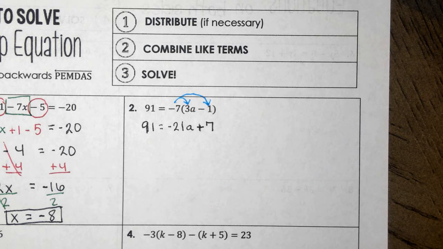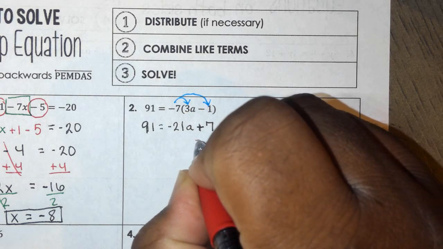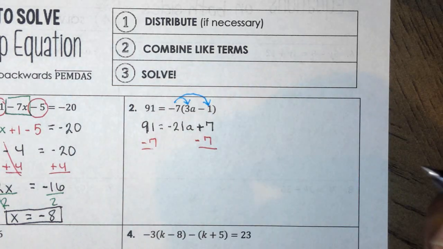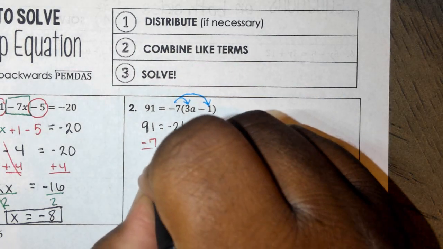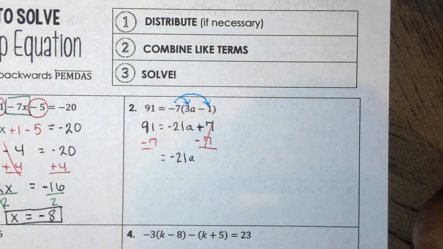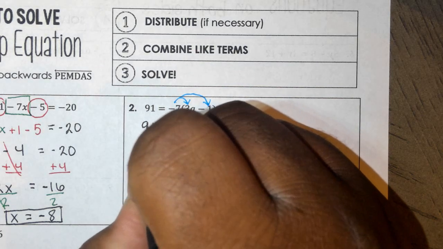Next thing I need to do is solve this two-step equation. Now, like I told you guys before, it's fine if the variable's on the right. It's not on the left like usual. That's fine. Just move everything away from the variable. Now we're just moving everything to the left. So my first thing I want to move is this plus 7 by subtracting it to the other side. So minus 7, minus 7. It's going to cancel. I'm going to bring down the variable that I didn't use, which is negative 21a. On this side, 91 minus 7 is positive 84.